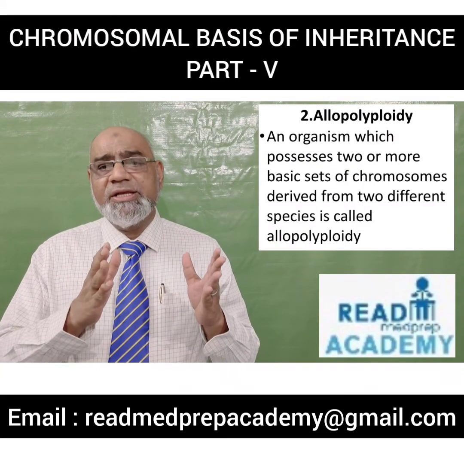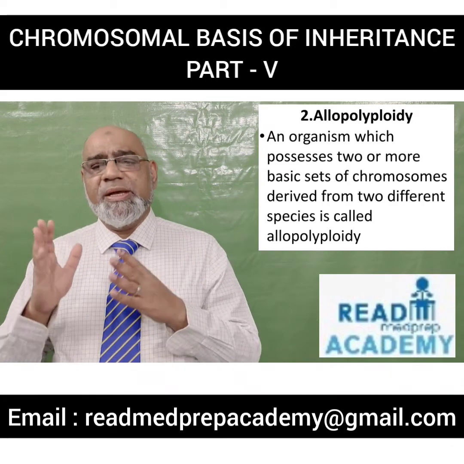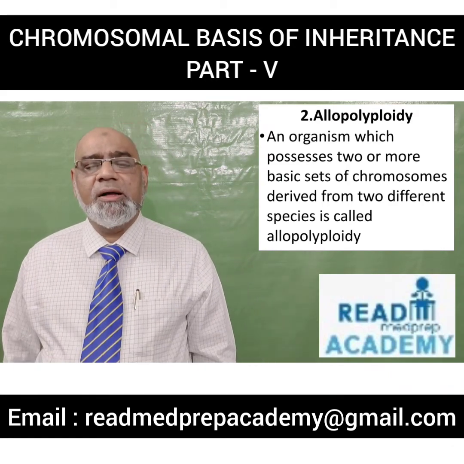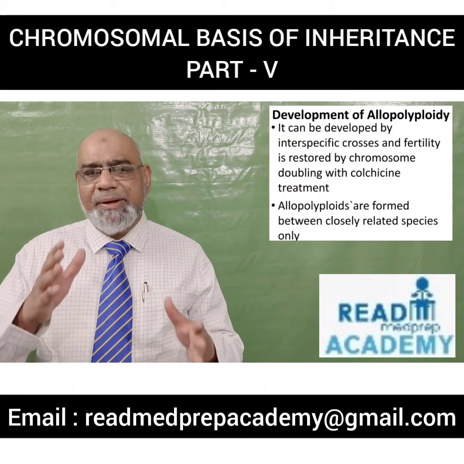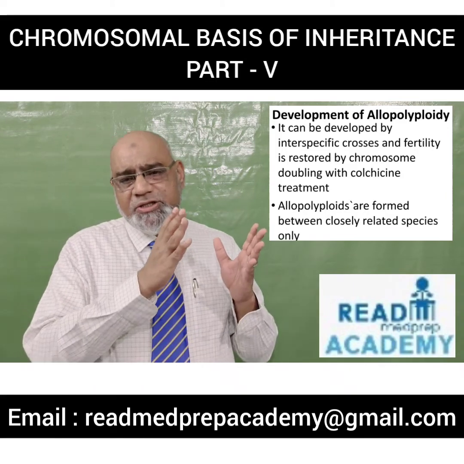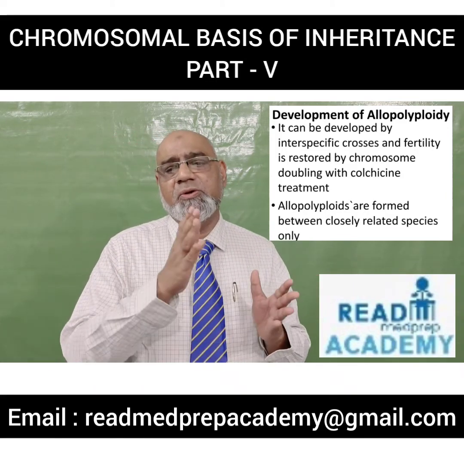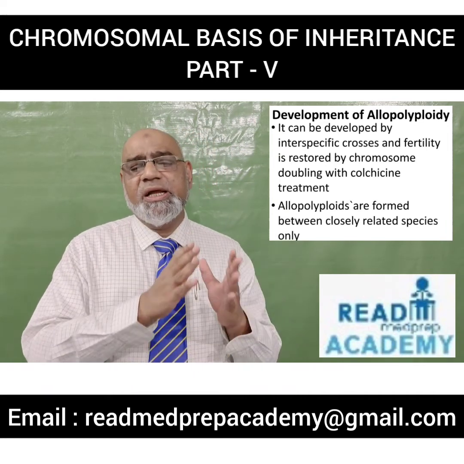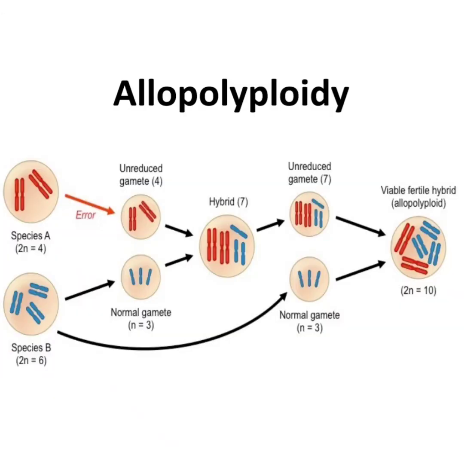Allopolyploidy: an organism which possesses 2 or more basic sets of chromosomes derived from 2 different species is called allopolyploid. It can be developed by interspecific crosses, and fertility is restored by chromosome doubling with colchicine treatment. Allopolyploids are formed between closely related species only. Here you can see an example of allopolyploidy.